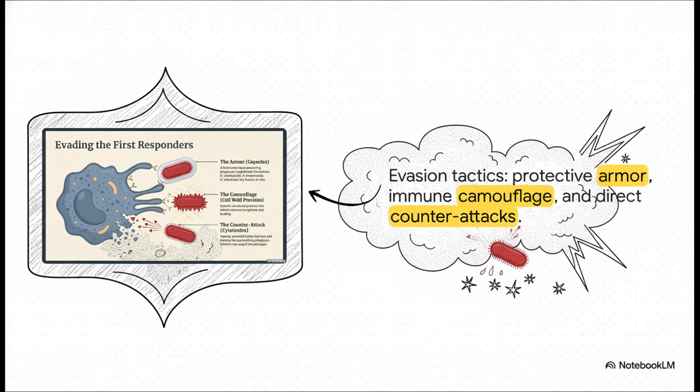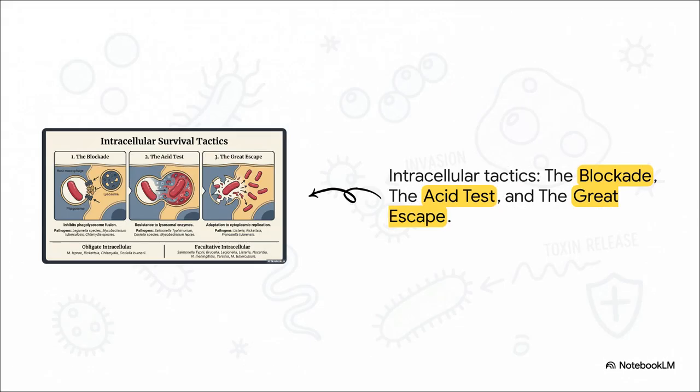Second, the camouflage, using cell wall proteins like protein A in Staphylococcus aureus to bind antibodies backwards and prevent opsonization. And third, the counterattack, secreting cytotoxins that directly kill the approaching phagocytes. Other pathogens utilize an entirely different strategy.